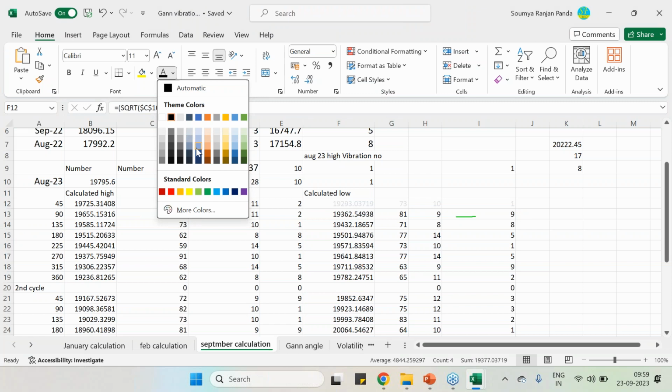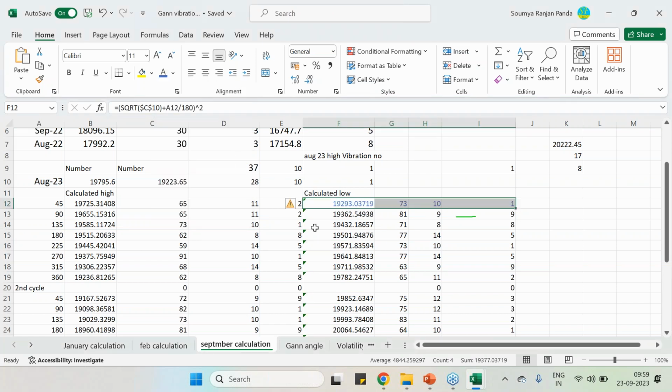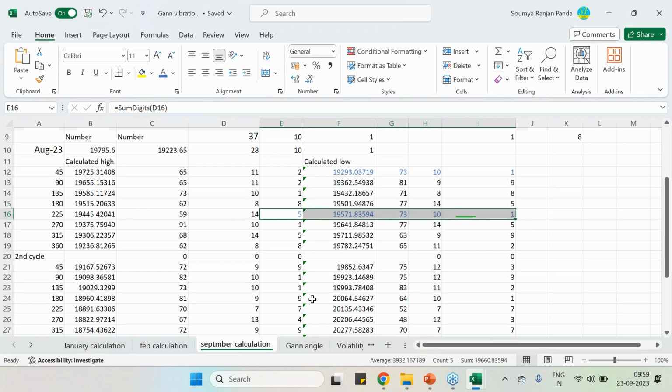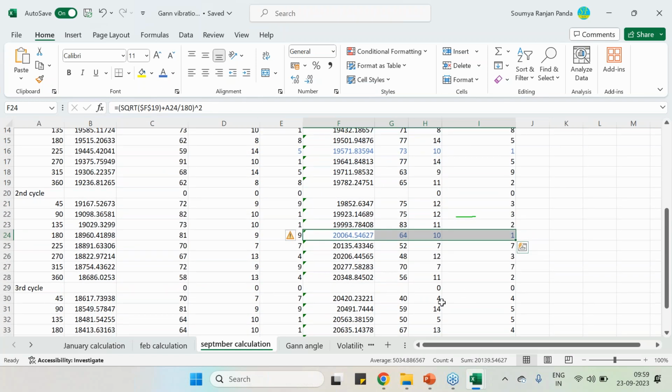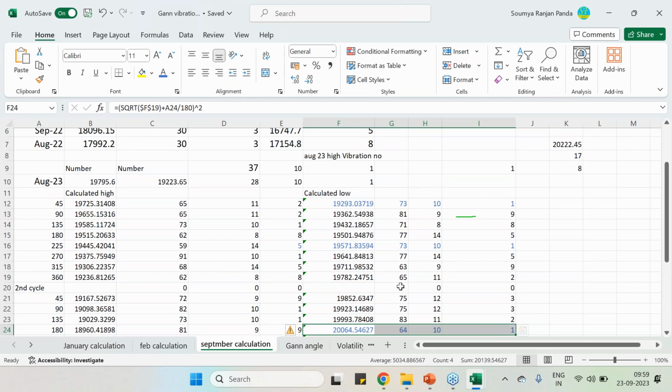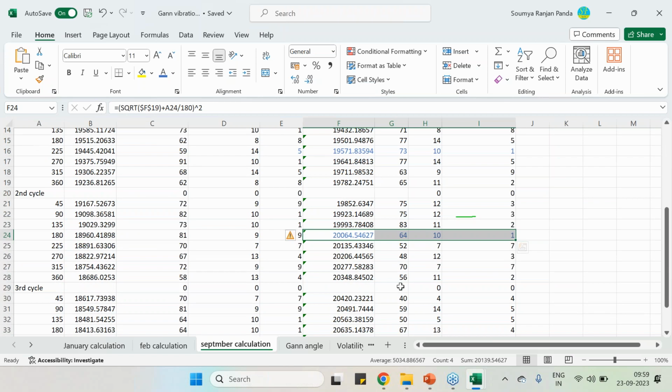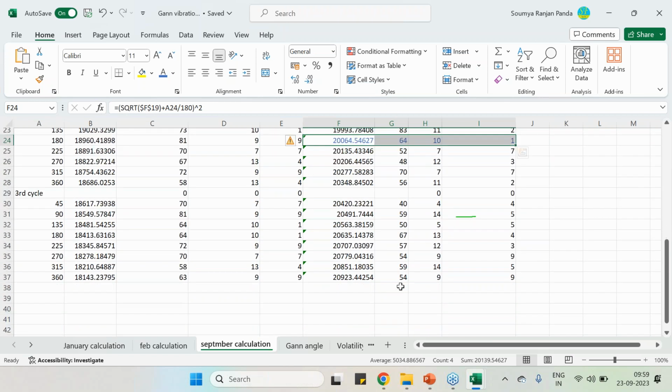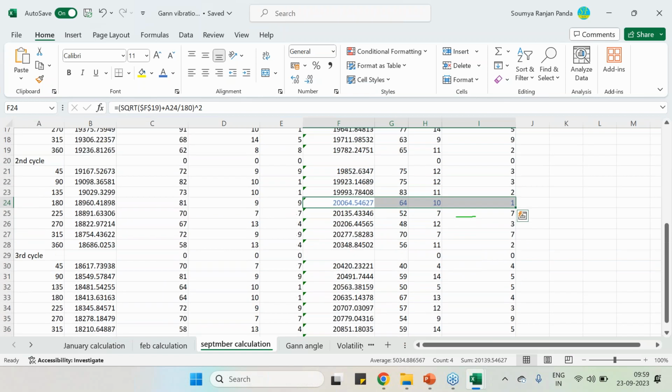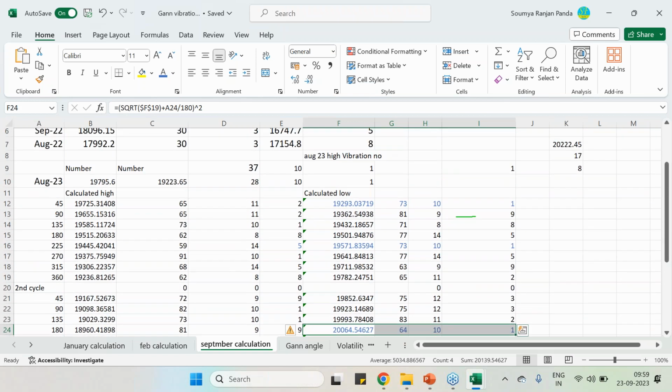So this top is considered as one of the highs. Then I am coming to 19,571. This is also 1. Then I am coming to 20,064. This is also 1. Is the 1 anywhere else? No other places. No other places am I getting 1. So 1 is universal. Everything is multiplied with the 1.